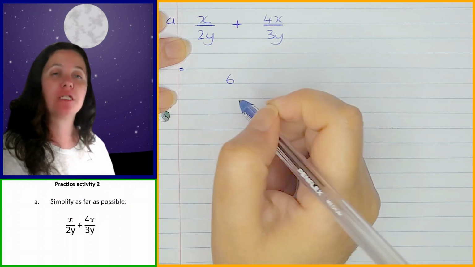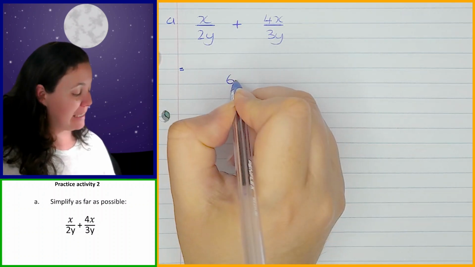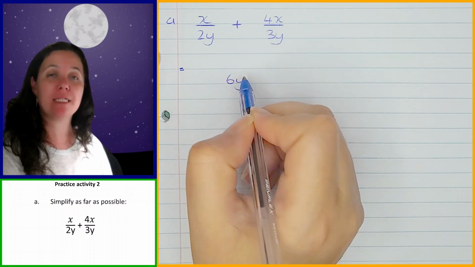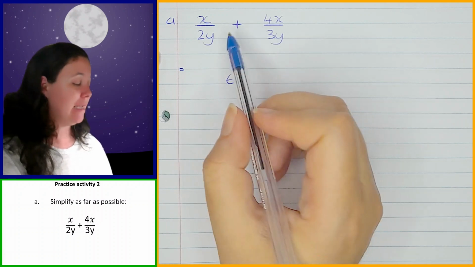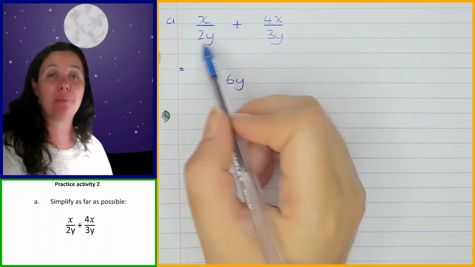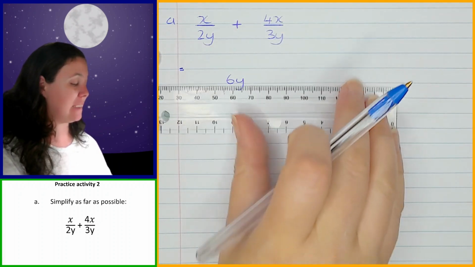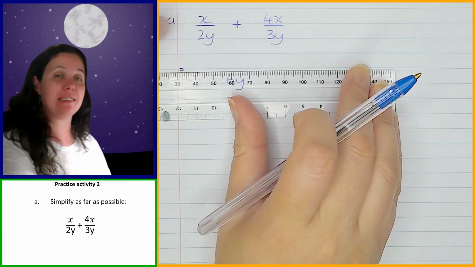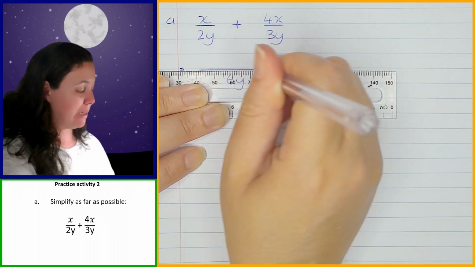And then I don't just have 2 and 3. I've also got a y here and a y here. So my LCD has to have a y in it. It's not going to be y squared because this y goes into y and this y also goes into y. Neither of them has a higher power, so I don't need to have a higher power in my LCD. Remember, the LCD has the highest power that any of the existing denominators will have. Okay, so that is my LCD over there.